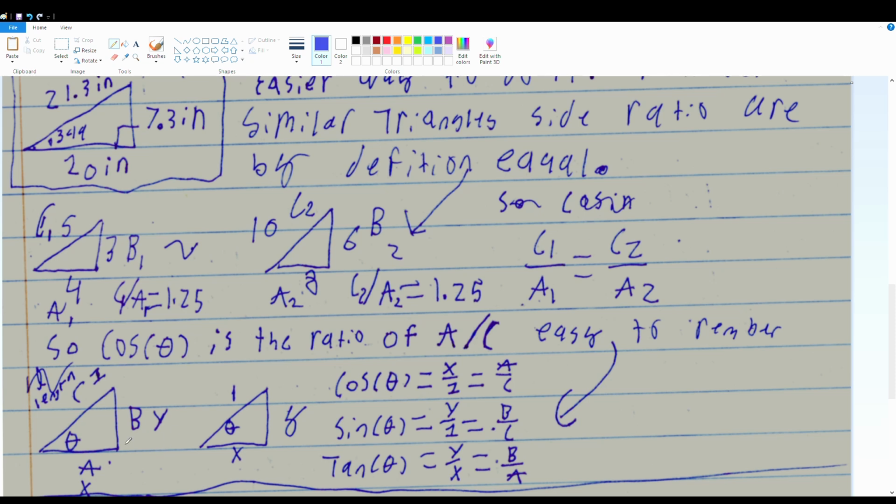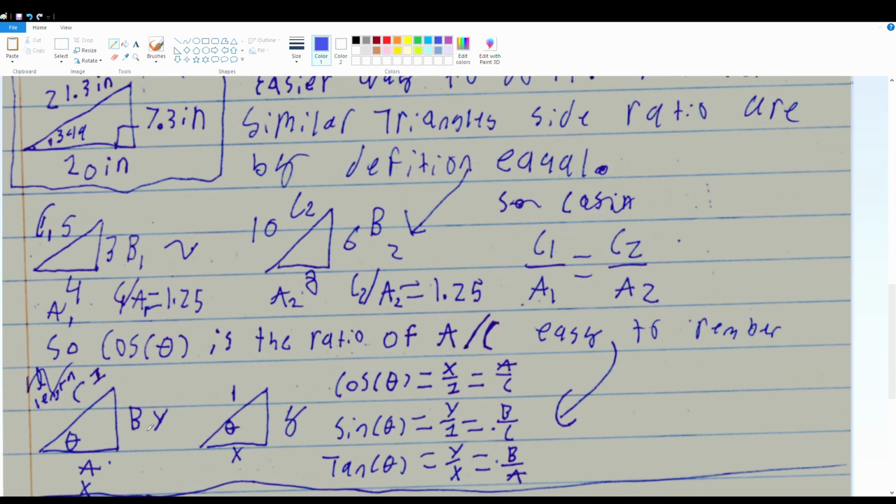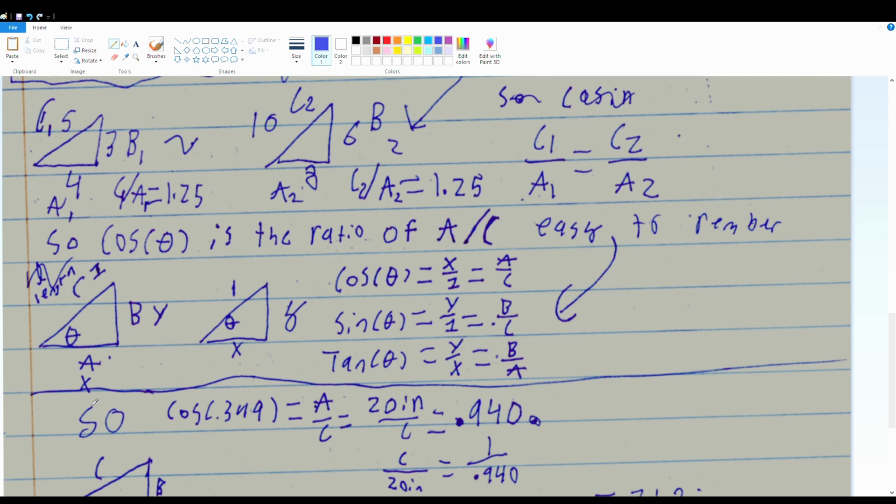And since if we have theta, then the ratios are the same, and so rather than having to make it similar, we can just compute the cosine of that angle, and that's going to be the ratio of a over c, or base over hypotenuse.